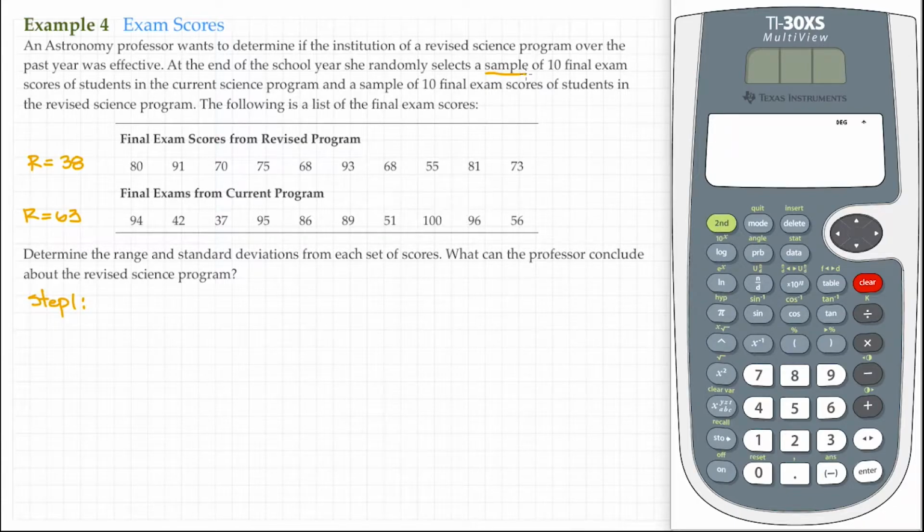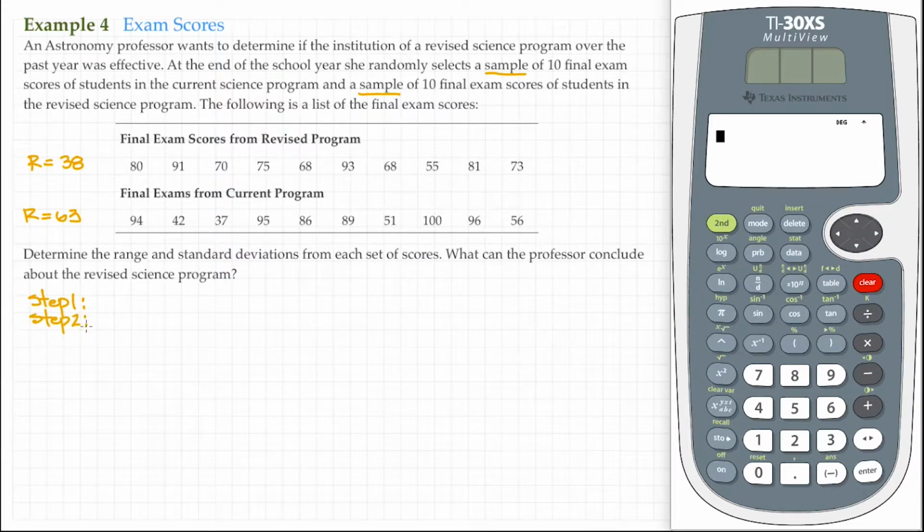And for the most part, that's how it should be stated. We have to know how big our sample is. And of course, this is a sample of 10. So we have 10 scores here. And then of course, we have another sample, the current science program, and a sample of 10 of the revised program. So they each are samples. So these are samples.